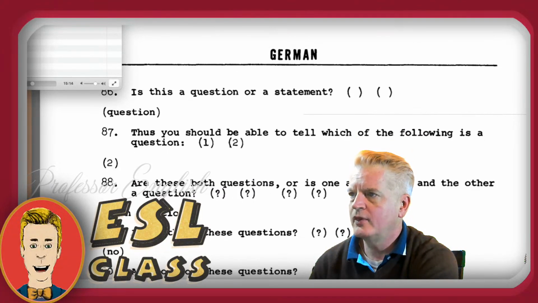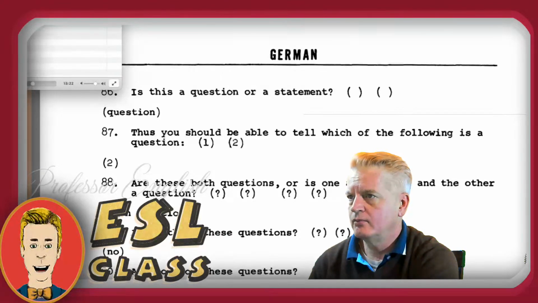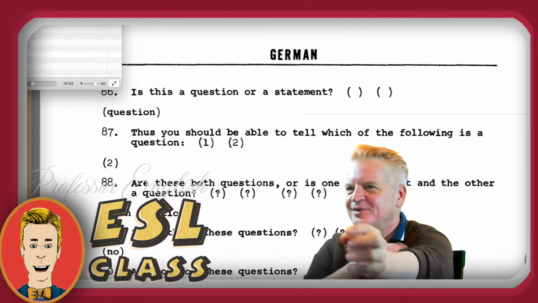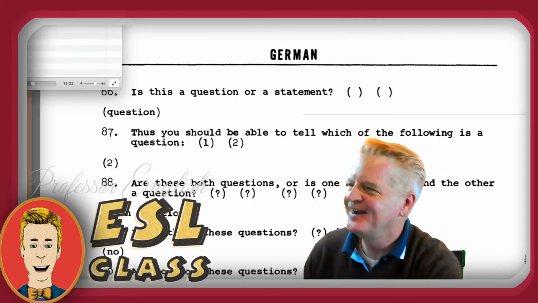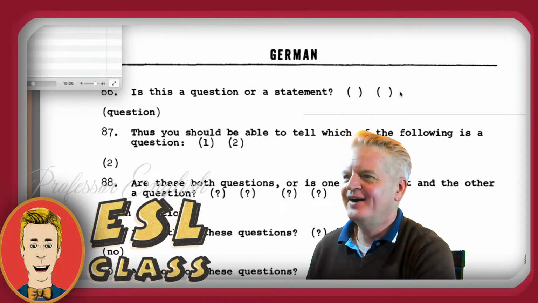87. Thus, you should be able to tell which of the following is a question. Number 1. Der Flughafen ist dort drüben. Number 2. Wo ist der Flughafen? No, number 2 is the question. I was just looking to read what we are supposed to be doing. I forgot.